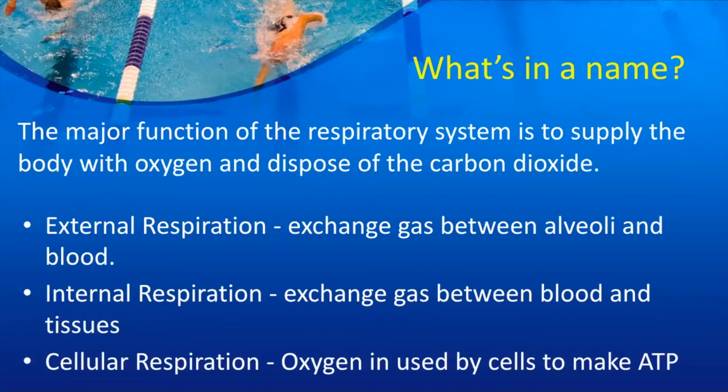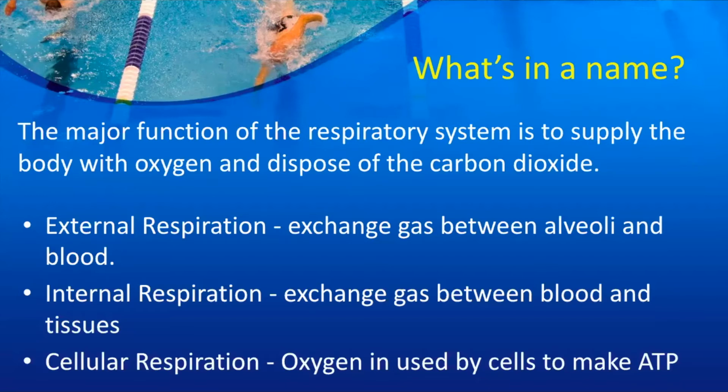You have external respiration, and think of that as exchanging gases with the external environment. So it's exchanging gas between the alveoli and the blood. So breathing in oxygen, oxygen going into the blood, carbon dioxide coming out of the blood. Internal respiration is gas exchange happening inside your tissues. So it's oxygen leaving the blood, going into your muscles. CO2 leaving your muscles, going into your blood.